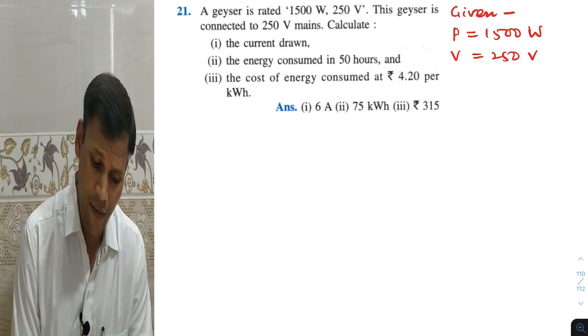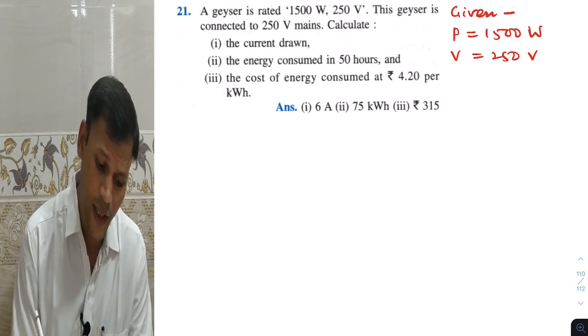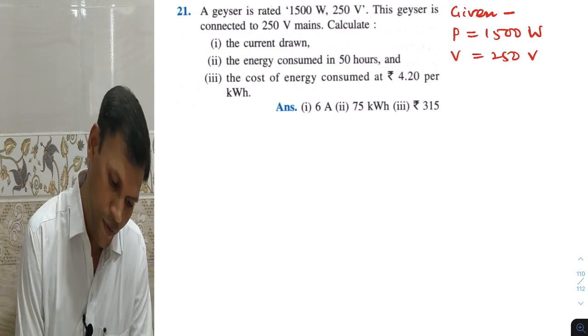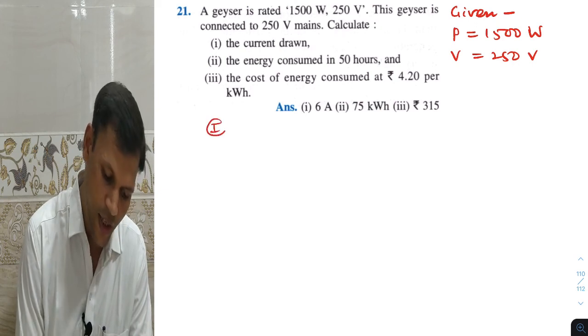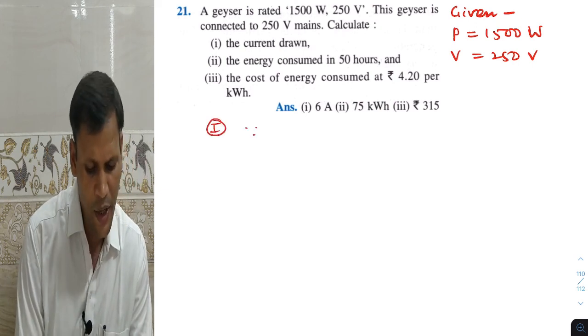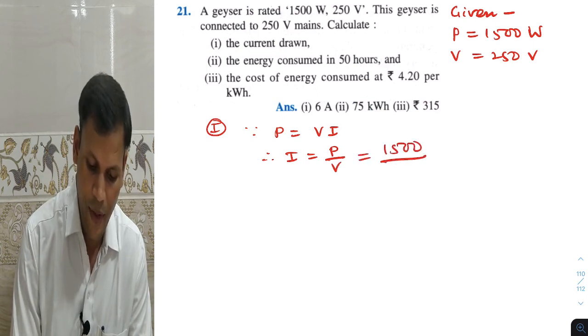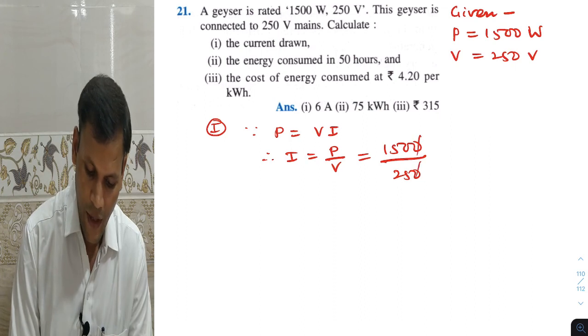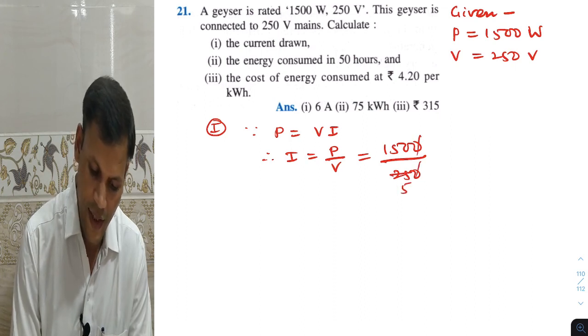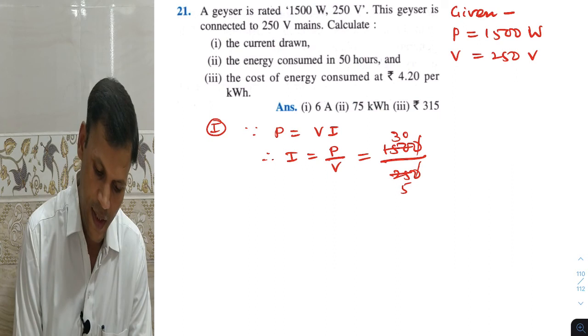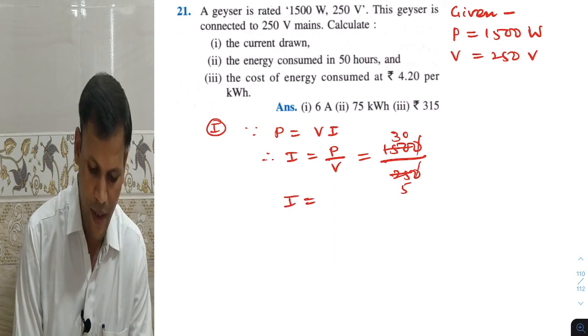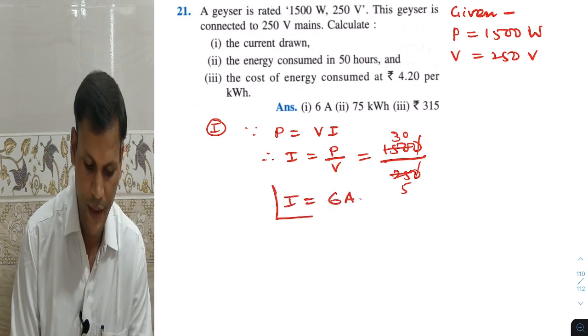Now the first part: calculate the current drawn. We have to find out the current drawn. We know since power is VI, so I will be power upon V. So power is 1500 upon V is 250. So 5 5s are 25, 5 3s are 15, 30 by 5, which is 6. So I will be 6 ampere. It is the first part we get.